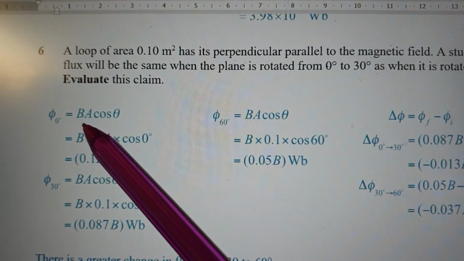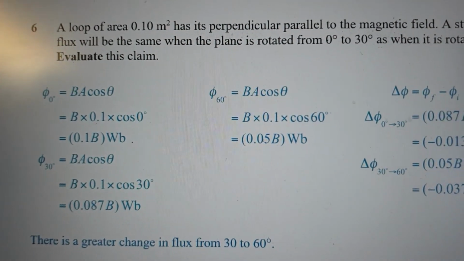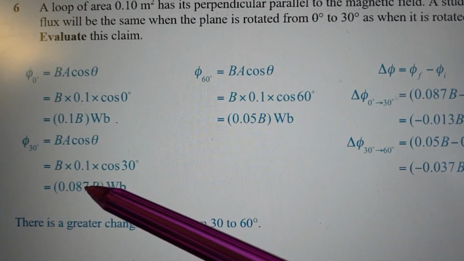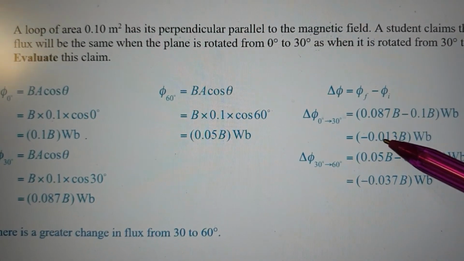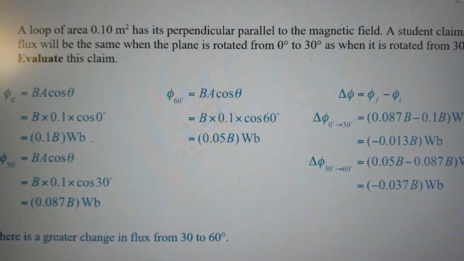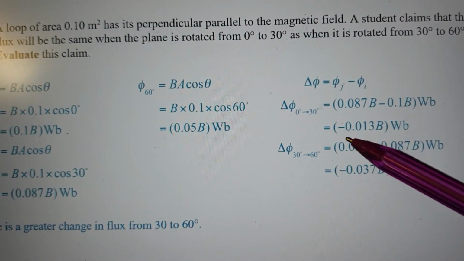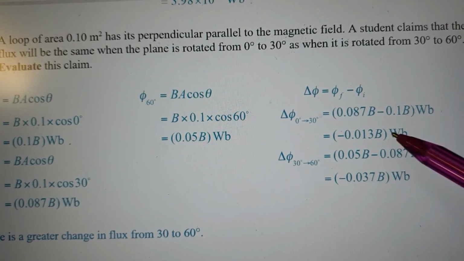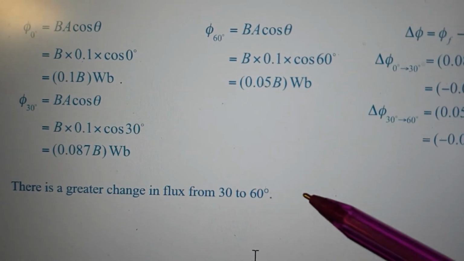So they've just left that as B because the magnetic field size isn't going to change. So they've left it as B, and it's 0.1 B Webers, 0.87 times B Webers. Then they've just done a difference over here, and the negative sign just indicates that going from 0 to 30, you've got less flux than you had, and going from 30 to 60, you've got less. So both of these have got negative answers. And they've just left B there. It doesn't matter what the size of that magnetic field is. It's the same in all of them. So there is a greater change in flux from 30 to 60 degrees.